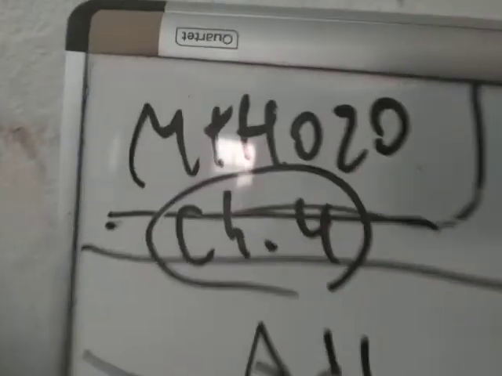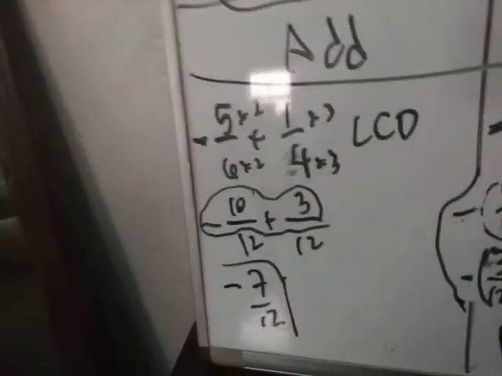Chapter 4, Math 020. We're going to take care of all the operations real quick. I'm going to categorize and mix it up a little bit. So we're doing Chapter 4, Math 020. We're doing add, subtract, multiply, and divide fractions. Let's look at the addition part first.